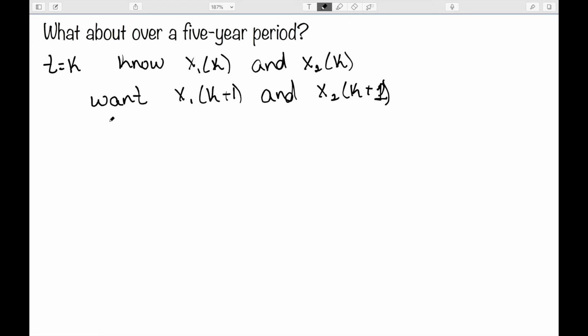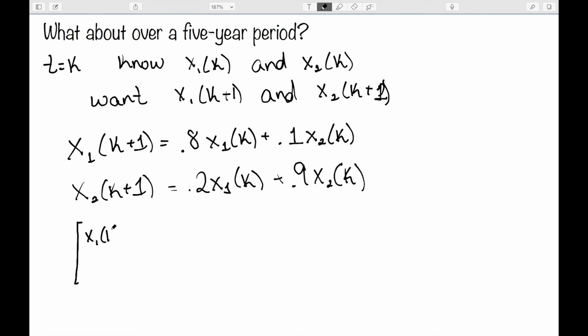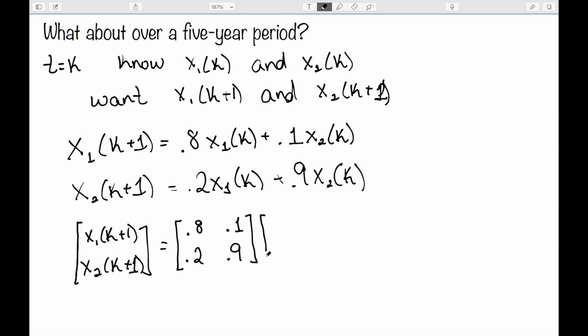Well, the analysis is exactly the same that we did before. x1 of k plus 1 is equal to 80% of Channel 1's original share, plus 10% of what Channel 2 has. And x2, well, they will have 20% of Channel 1 that will move over, and they will hold 90% of their share. And this can actually be expressed in a matrix. x1 of k plus 1, x2 of k plus 1 is the matrix given by 0.8, 0.1, 0.2, 0.9, times x1 of k, x2 of k. So we can use matrix multiplication to compute the state of a system at a given time.